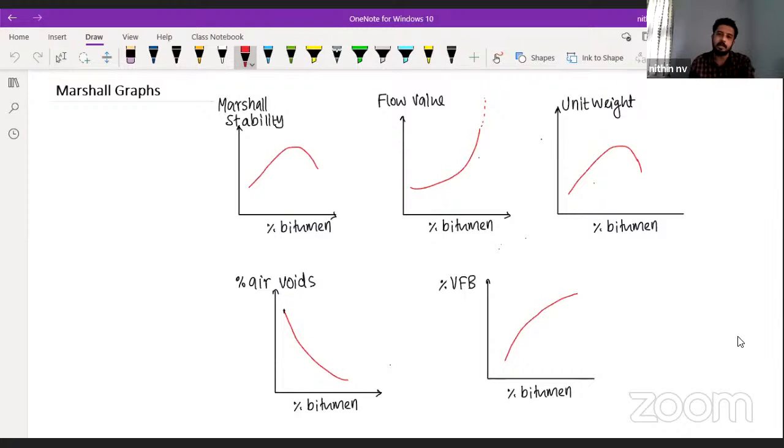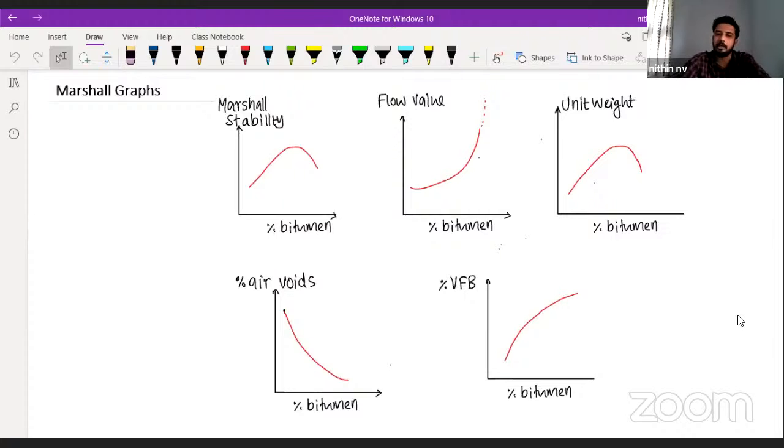Now see, Marshall stability and unit weight graphs are more or less the same: increases, then decreases. So if they are asking the shape, and asking which graph corresponds to what, then they will not give Marshall stability and unit weight in the options, because both are the same. You know? So remember, these graphs are important. You can see this type of question in the previous GATE papers, then you will understand that either they can give the graph and ask which graph it is, or they can give the sentence and give 4 graphs in the options. Clear?